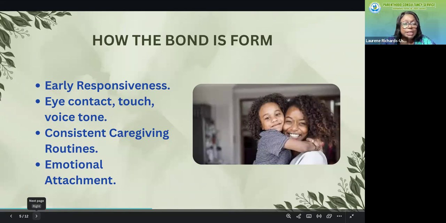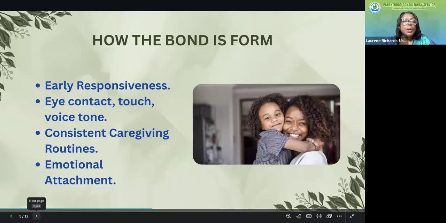Consistent caregiving routines. And this word is used a lot in my series. Consistency. Consistent caregiving routines. Look at this mom. This is a routine. She's coming from work. The child is coming from school. And look at that routine. Hugging, putting her face together with her little one. Just that routine, it forms that bond together.